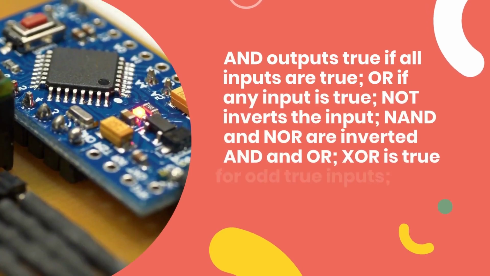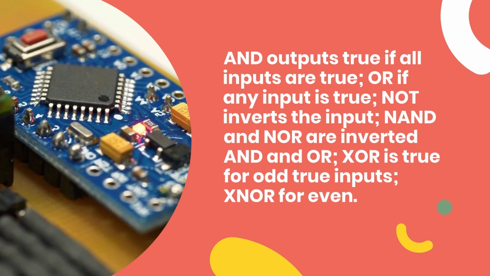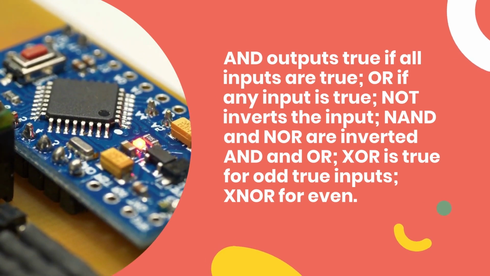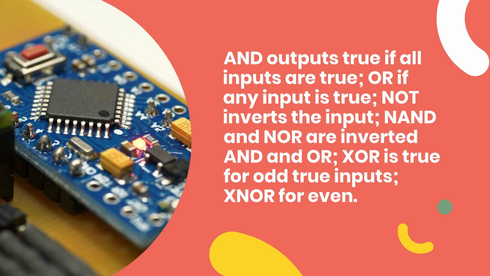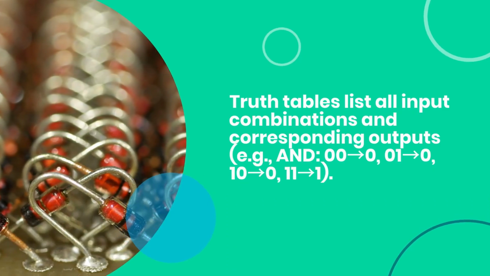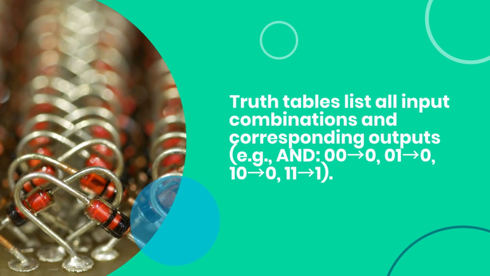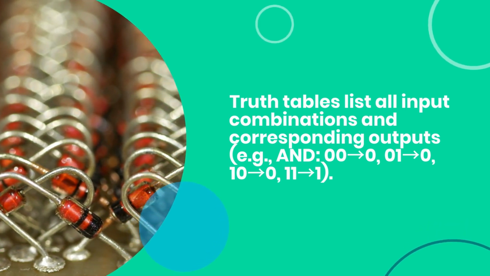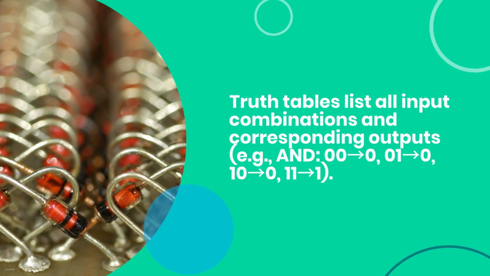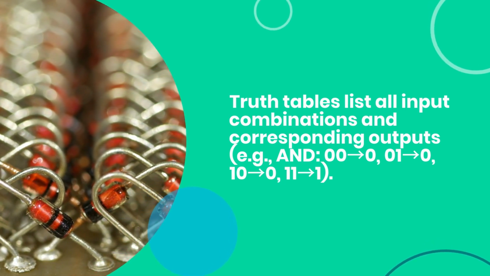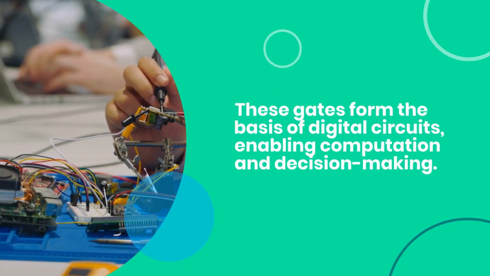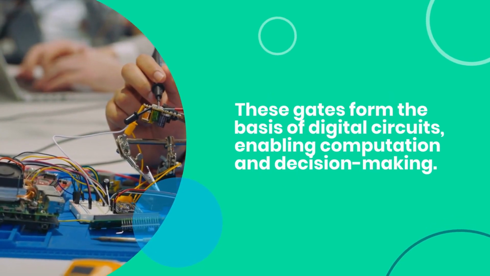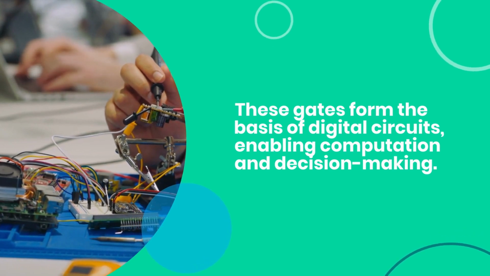3. What are the different types of logic gates and their truth tables? Logic gates include AND, OR, NOT, NAND, NOR, XOR, and XNOR. AND output is true if all inputs are true, OR if any input is true. NOT inverts the input. NAND and NOR are inverted AND and OR. XOR is true for an odd number of true inputs, XNOR for even. Truth tables list all input combinations and corresponding outputs, e.g. AND: 000, 010, 100, 111. These gates form the basis of digital circuits, enabling computation and decision-making.